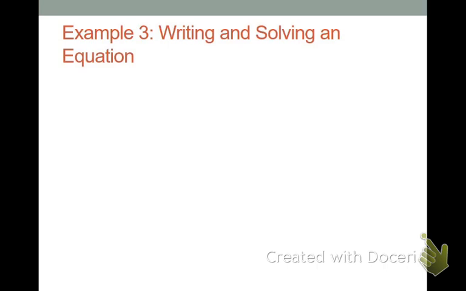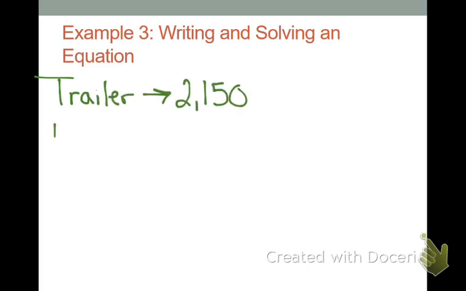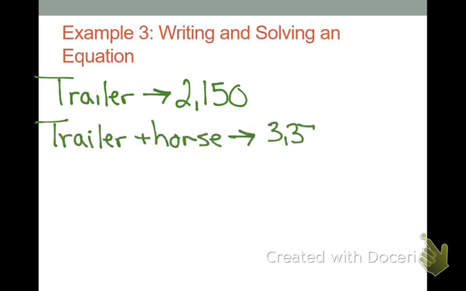All right, so in example 3, it says you weigh a horse using this method, and the weight of the trailer is 2,150 pounds. Then after they load the horse on, the trailer and the horse, the total weight is 3,375 pounds. We need to take this information and put it into an equation.